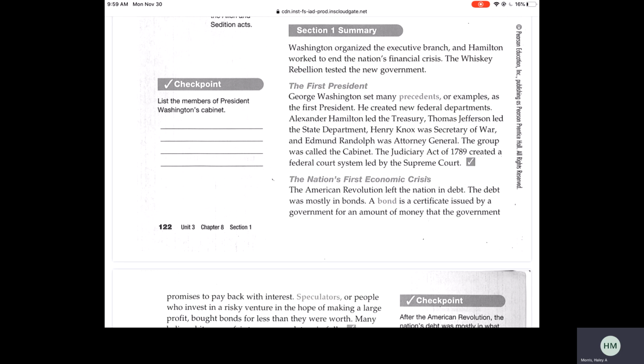And so over here, our first checkpoint is to list the members of President Washington's cabinet. And so we've already answered that question. So if you want to pause here, fill it out, you can do that.